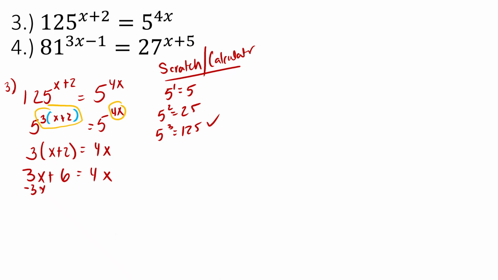So I'm going to subtract 3x from both sides, and I will be left with 6. 4x minus 3x is x. And so x is equal to 6.